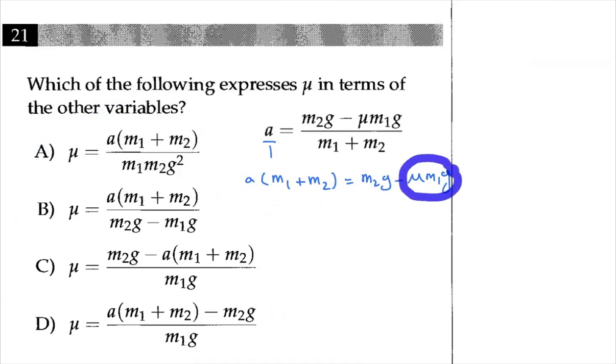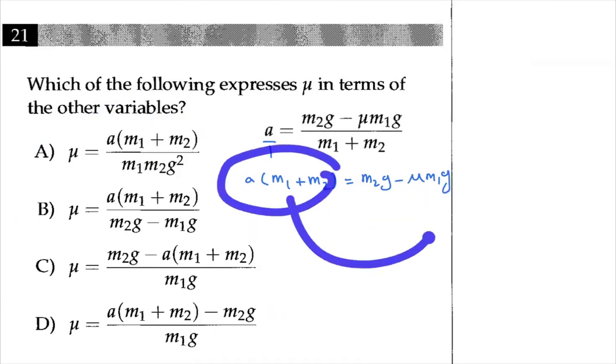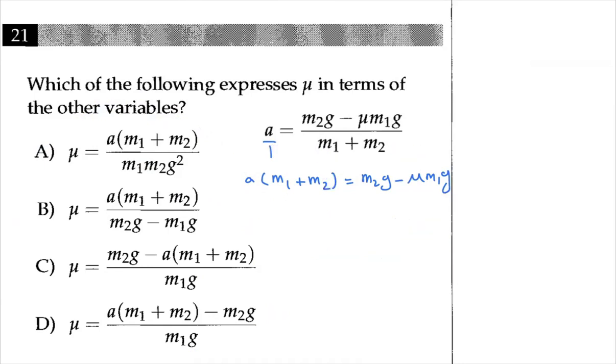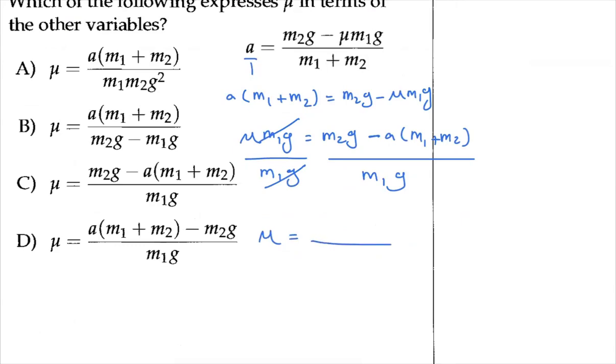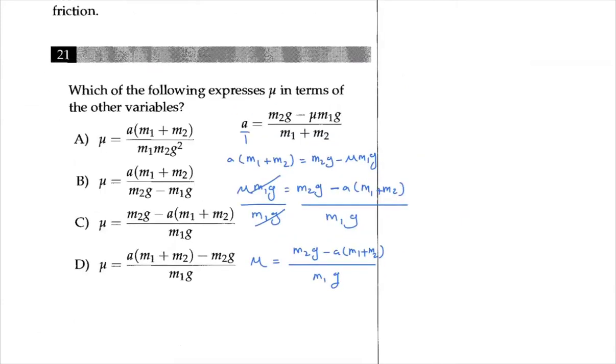And we can shift this negative to this side to be positive, and I can shift this here because I need to isolate mu. So if you shift this one, it will be mu M1G equals M2G negative, shifting the whole expression here, which is A times M1 plus M2. Then we need to get mu. Just divide here by M1G and divide here also by M1G. This cancels this, and the answer is going to be mu equals M2G negative A times M1 plus M2, over M1G. So what is the correct answer here? The correct answer is C: M2G minus A times M1 plus M2, over M1G.